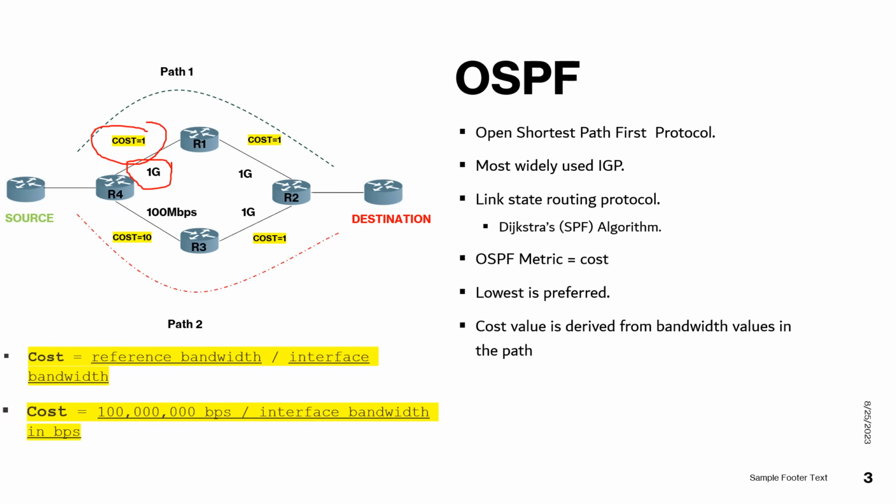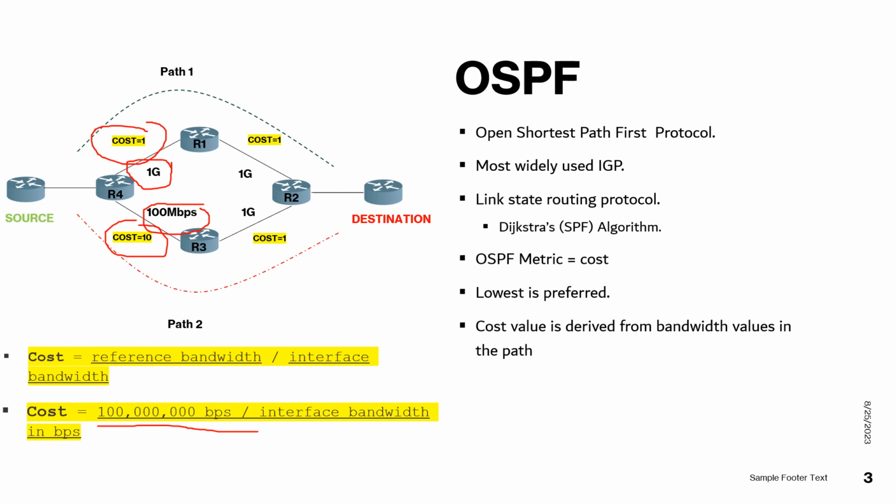If you have a 1G link, 10^8 divided by the interface bandwidth, that is 1G, if you divide this, you will get a cost equal to 1. And if you have a 100 Mbps link, if you divide our reference bandwidth, that is 10^8, by 100 Mbps, then you will get a cost of 10. This is how the cost is calculated in OSPF.